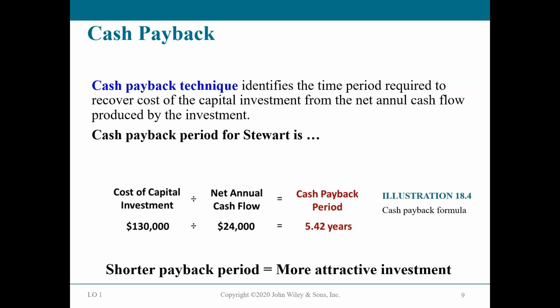This does not look at the time value of money. Keep that in mind. The cash payback technique is just one number divided by the other. And the shorter payback period is the more attractive investment. So if you're weighing a number of options and you have cash payback periods of say 2, 3, 4, 5, 10, 20, 30 years, typically the shorter periods are more attractive, typically.